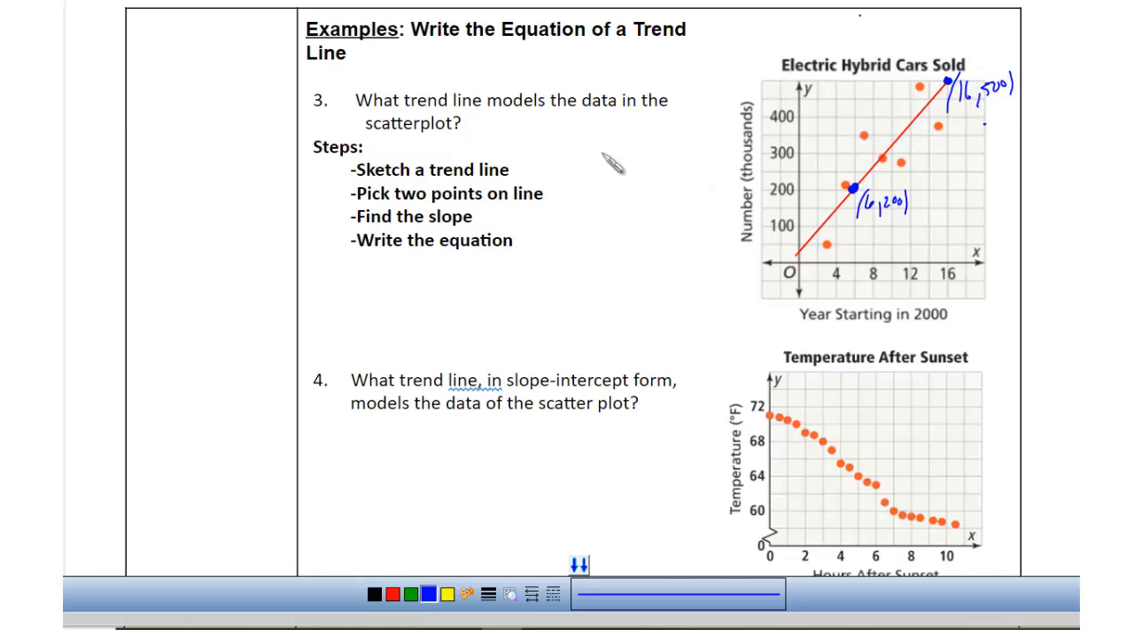So now we're going to find the equation of that line, and we've done this several times before. First thing I'm going to do is use my slope formula. And I'm going to plug in my values.